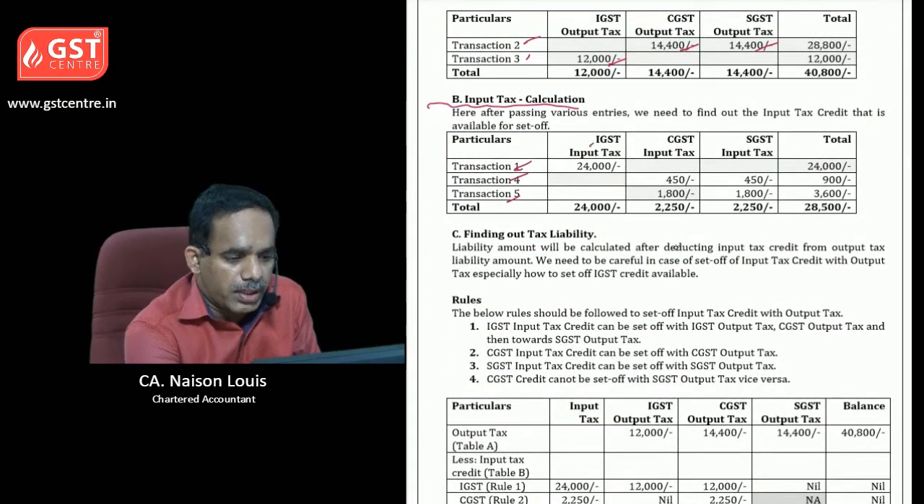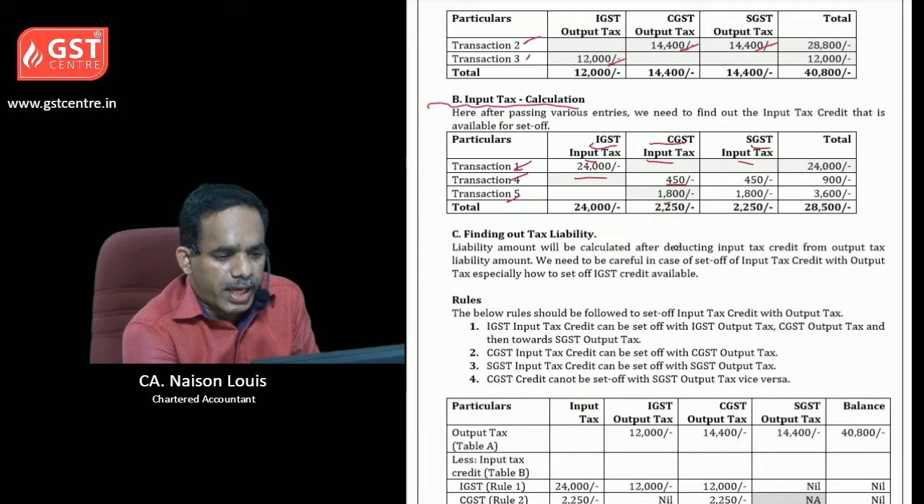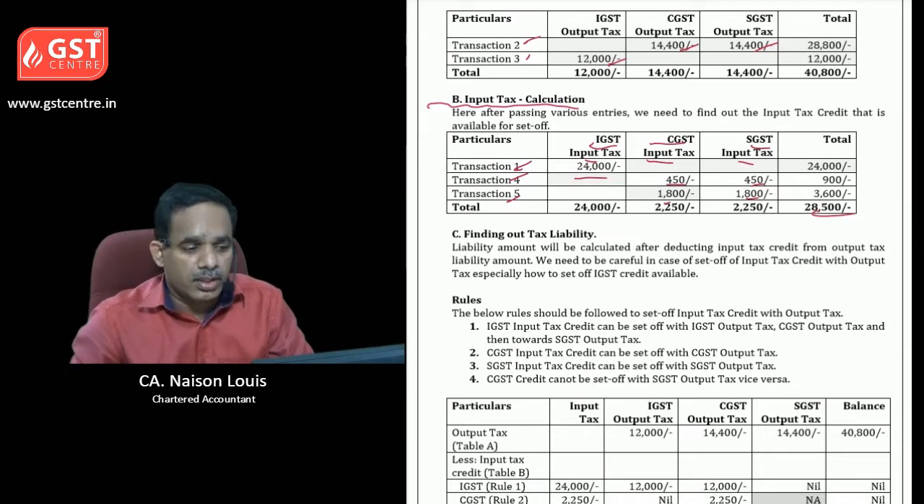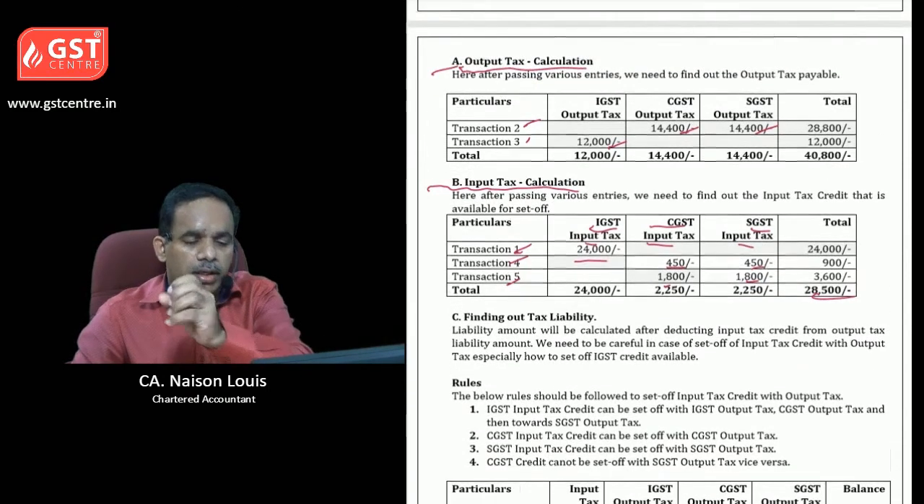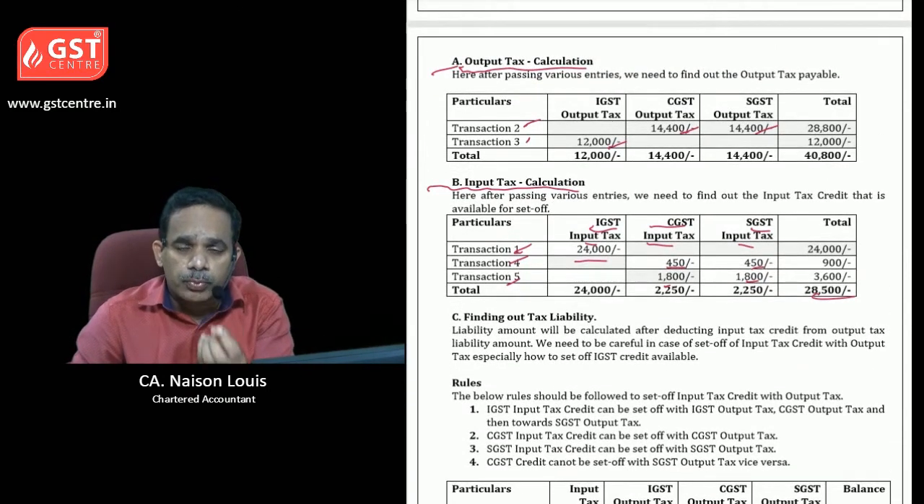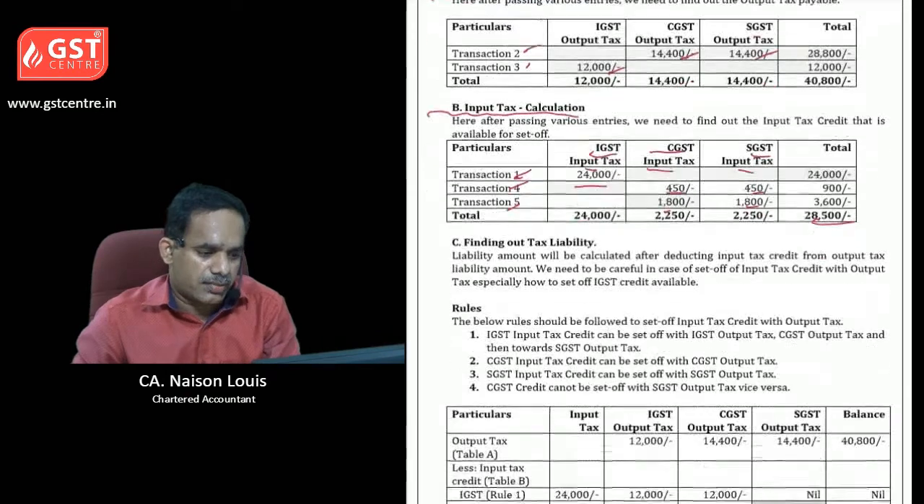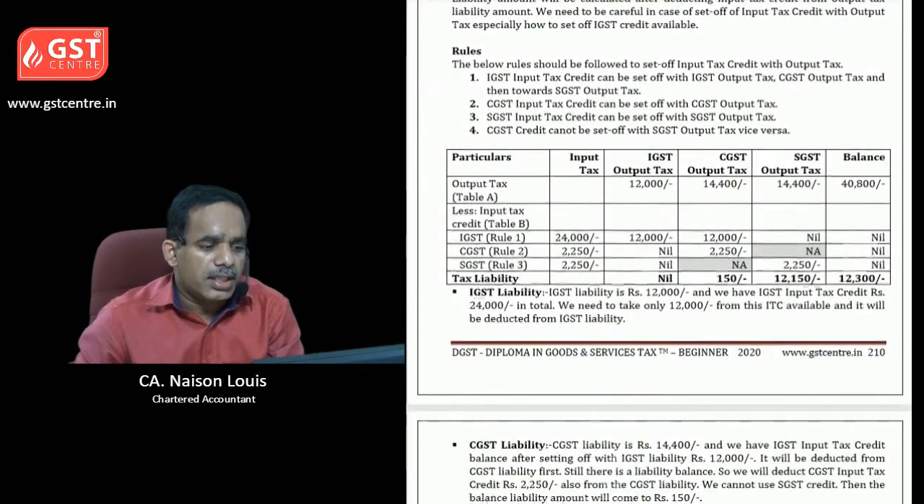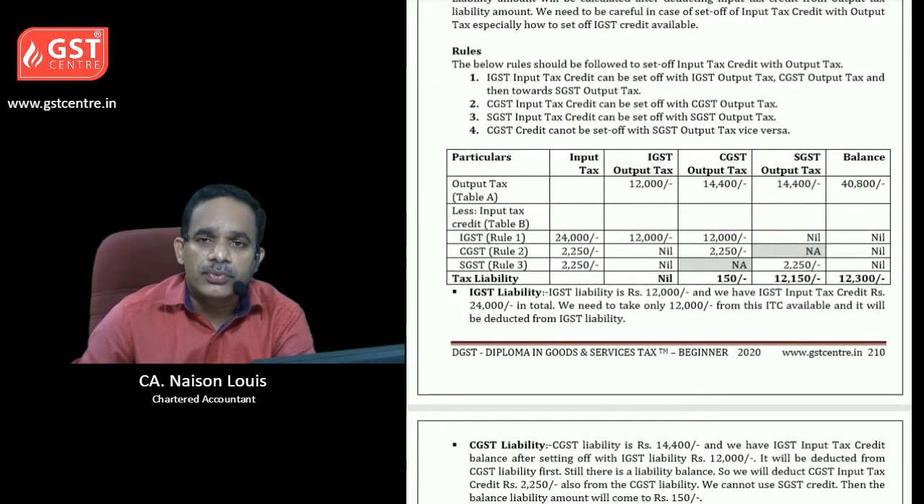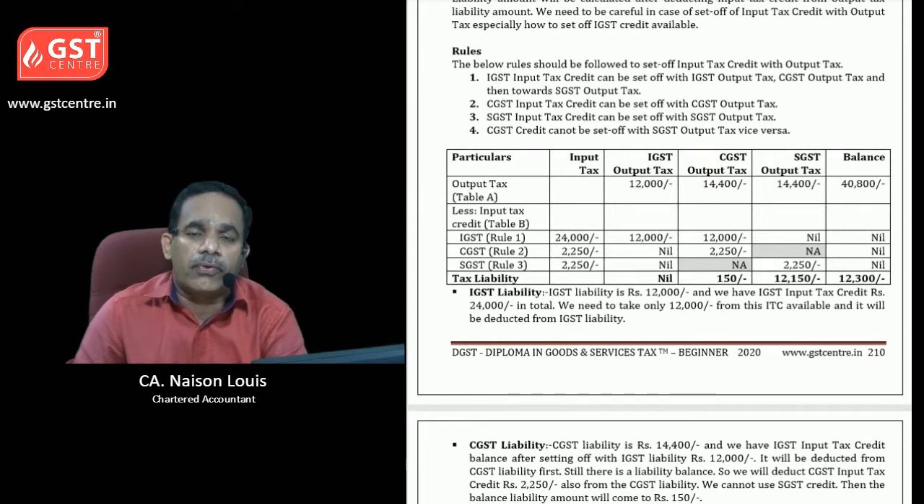So the amount will be IGST input tax 24,000, CGST input tax 2 amounts are there, SGST input tax 2 amounts are there, and total we will arrive. Clear? So we have arrived at the output tax table and input tax table. Then here what we have to do, there are certain rules to be followed.